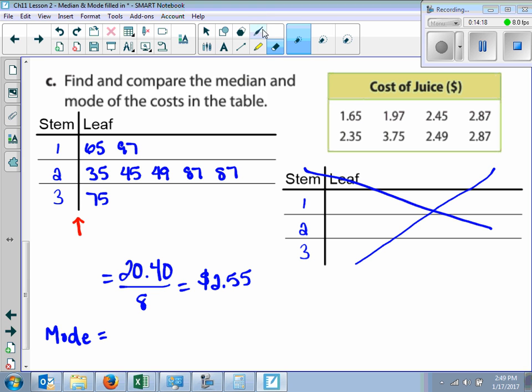That is the mean. Good gracious. That is the mean. So we're going to have to go back and do the median. Okay, so that's the mean.